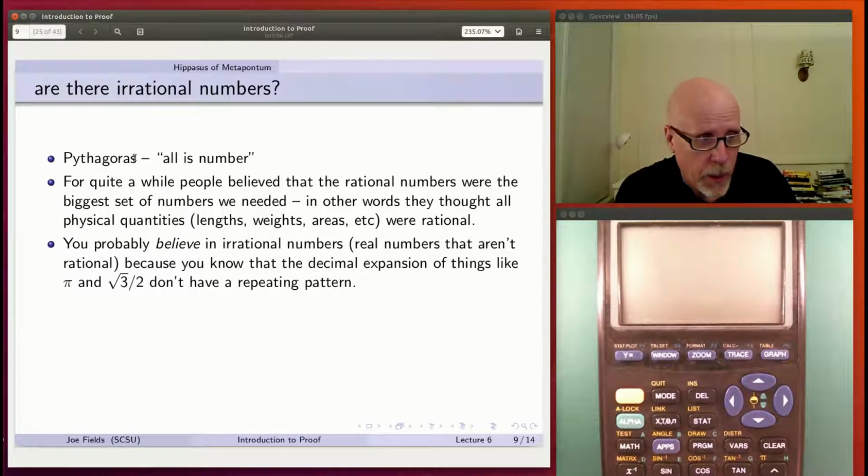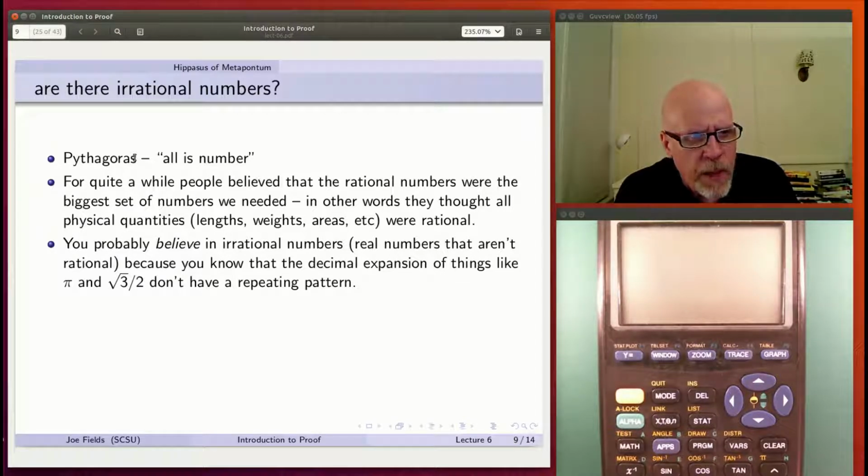So today, you guys probably believe in irrational numbers. That's the phrase we use for numbers that are real but aren't rational. I want to make a note that there's no name for that set. We don't have a capital I is equal to the irrational numbers or anything. Just it's the difference between the reals and the rationals, if you like.